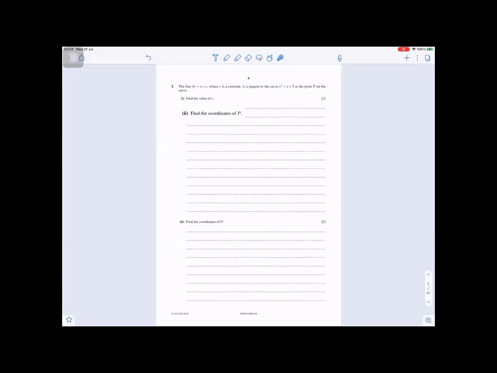Question number 2. The line 4y equals x plus c, where c is a constant, is a tangent to the curve y squared equals x plus 3 at the point P on the curve. Part 1, find the value of c. And then after that, we do part 2.